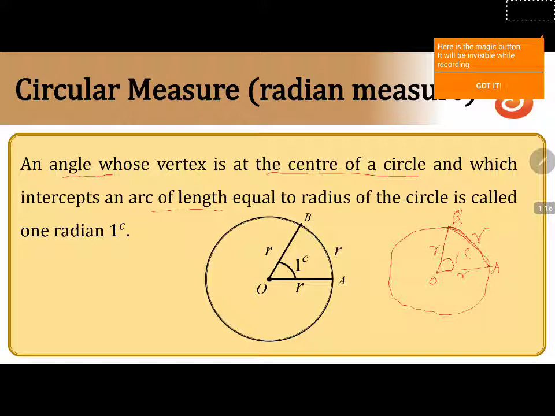So here is a circle where OA is equal to OB is equal to AB is equal to radius R. Then this angle AOB is called 1 radian, and it is denoted by 1 as a power, we write it as C.